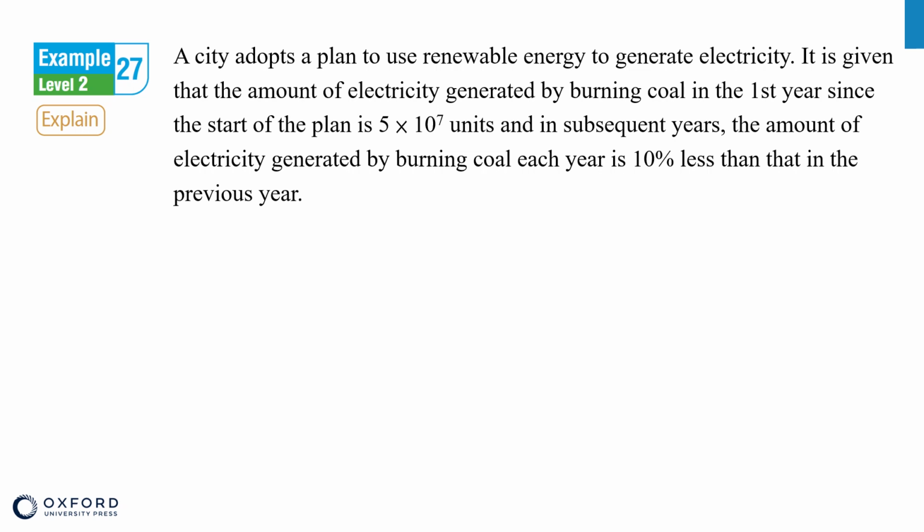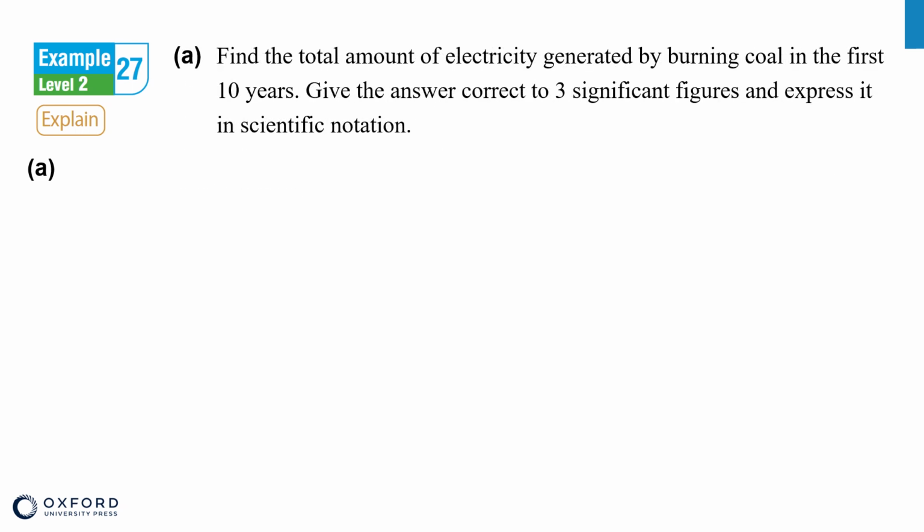In this video, we are going to apply the formulae of geometric sequences to solve a daily life problem. It's given that the amount of electricity generated by burning coal in a city in the first year is 5 times 10 to the power of 7 units. In subsequent years, the amount of electricity generated each year is 10% less than that in the previous year. Part A, we need to find the total amount of electricity generated by burning coal in the first 10 years.